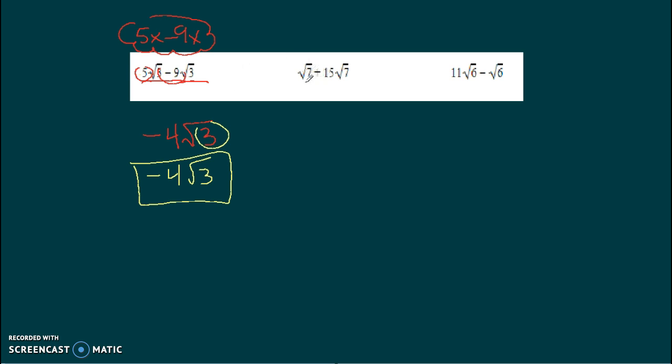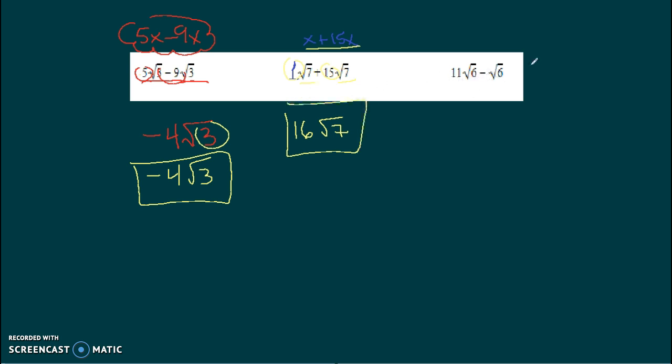Same thing over here. These both have a root 7, so they are alike. Since there's nothing in front of this root 7, I should think about the fact that there is technically a 1 here. And so when I do this, I'm going to think of this the same way I think about the problem x plus 15x. So if you understand why this is 16x, for the same reason, this answer is going to be 16 root 7. I'm just going to add these things together and slap a root 7 on there.